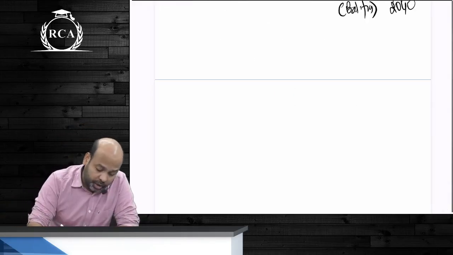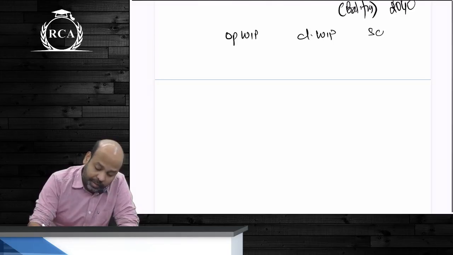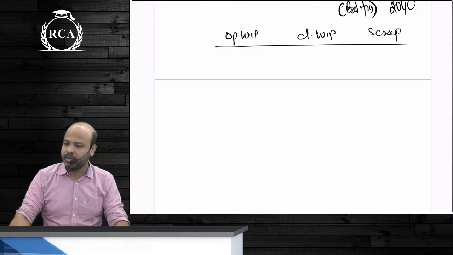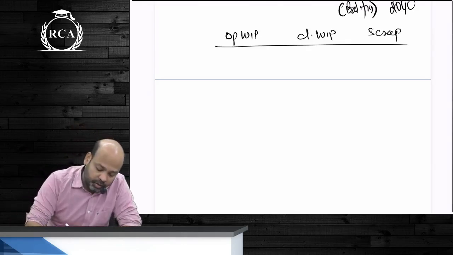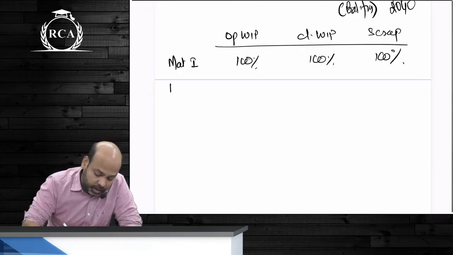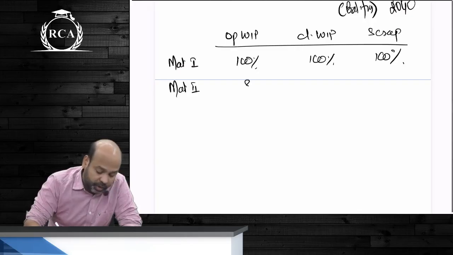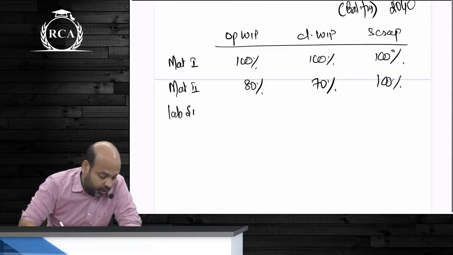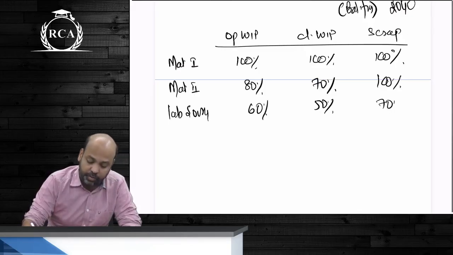Now if you talk about degree of completion, guys, opening work in progress, closing work in progress and scrap: here the degree of completion of scrap is absolutely useless. Why, beta? There is no abnormal loss. We only have material 1, guys, which is always 100%. Doesn't matter whether it is opening, closing or scrap. Material 2 is a material that you are adding in the current process and you will have to take the degree of completion that is given in the question, guys: 80, 70 and 100. Labor and overheads, I'm combining: 60%, 50% and 70%. Copy these degrees of completion.